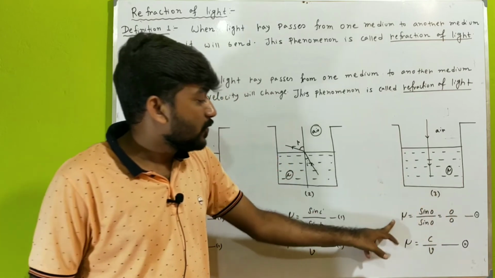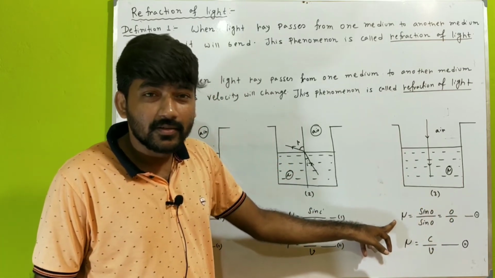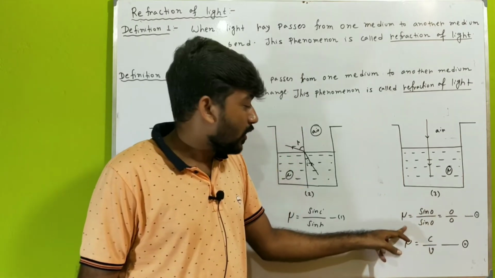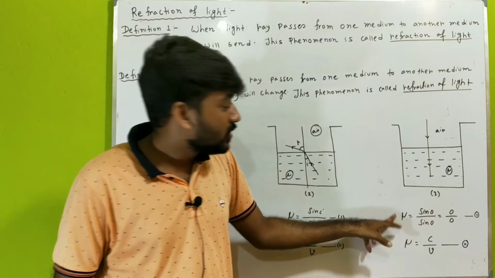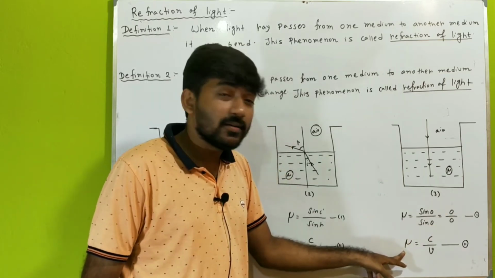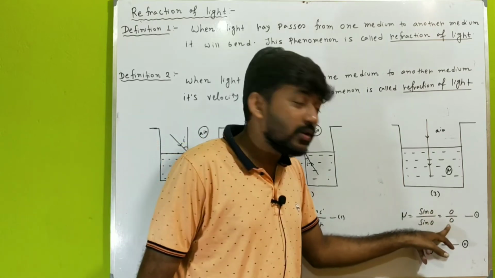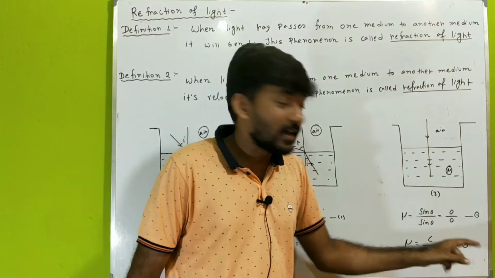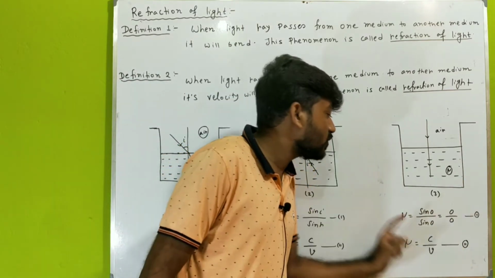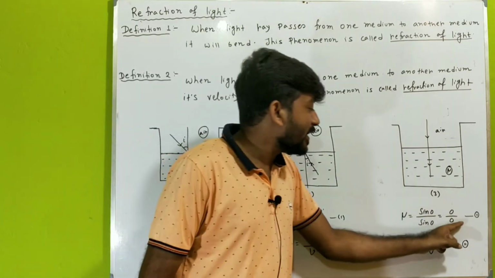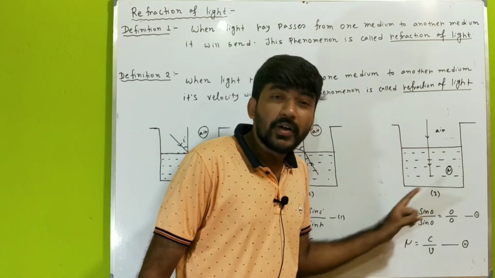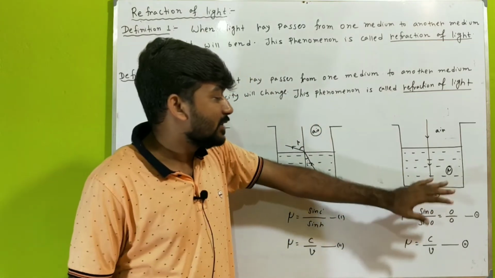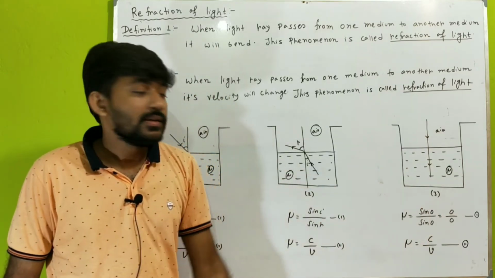And sometimes students get confused that here mu is not defined, or they consider this term as infinity. But this is not infinity, nor does it imply that mu is not defined, because this is not the definition of mu. The definition of mu is mu is equal to c by v. So this 0 by 0 is nothing but an indeterminate form. That means mu can take any value. We cannot determine mu from this equation. That's why it is called an indeterminate form. And which value mu takes will depend on this equation, that is mu is equal to c by v. So in that respect, there is no violation of Snell's law in this case.